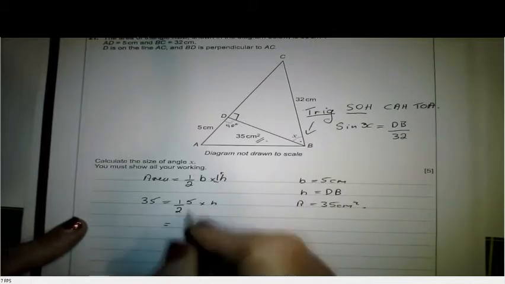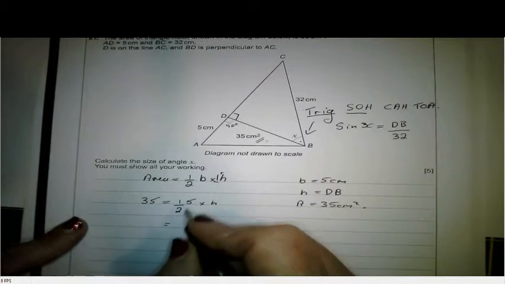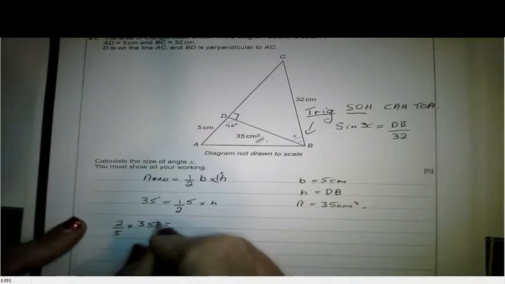Okay, so rearranging this equation to get h on its own requires us to multiply both sides by 2 over 5. So 2 over 5 times 35 is equal to, multiplying this side by 2 over 5, get rid of that, so it leaves us h there. So 2 over 5 times 35 is 14. So we know that the length of the line DB is equal to 14.